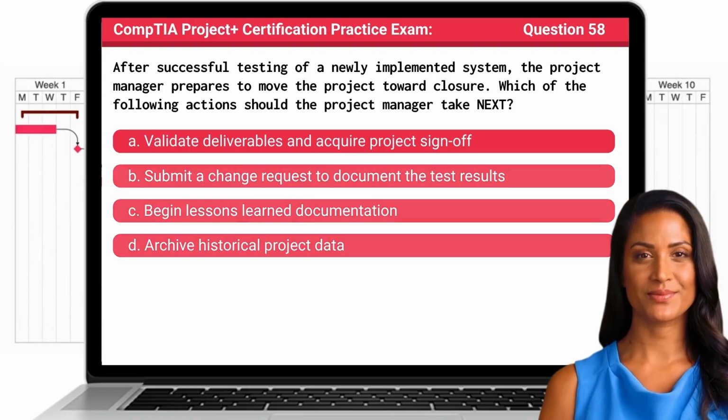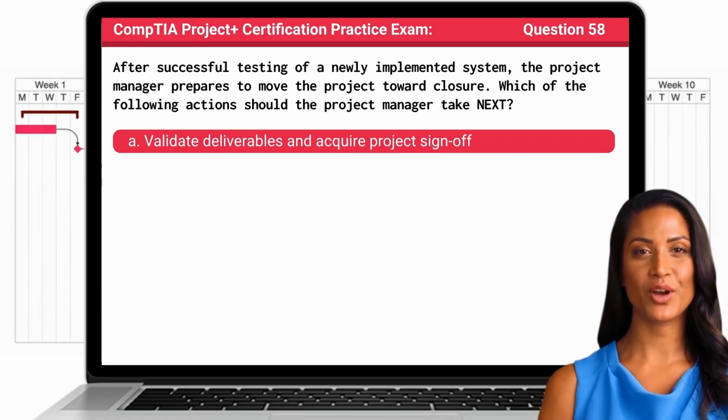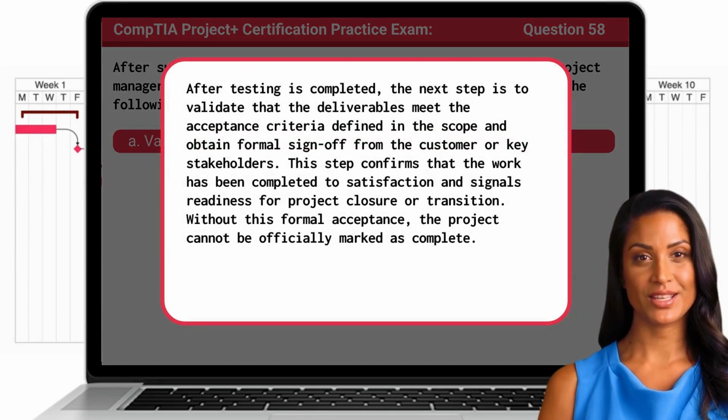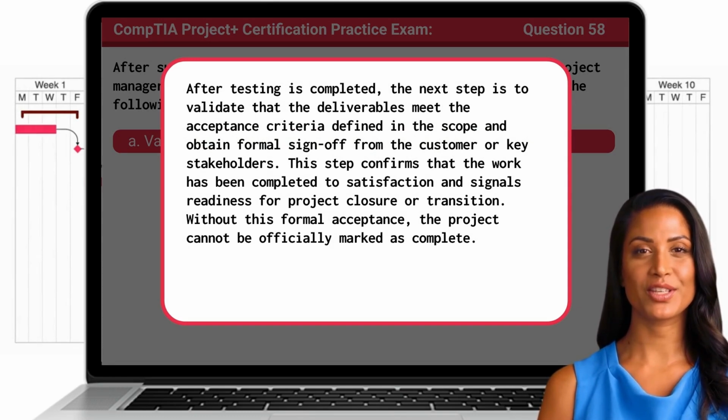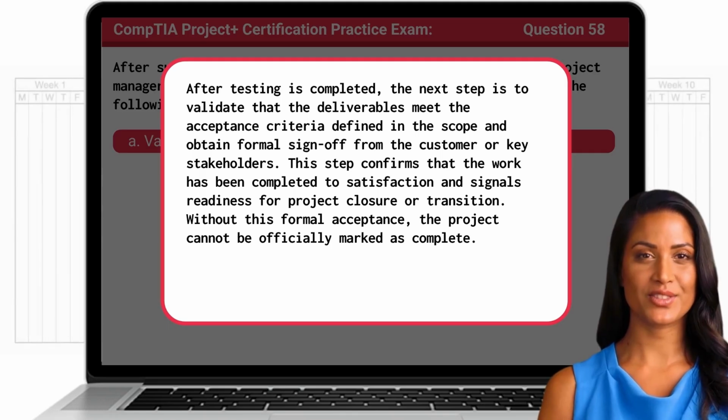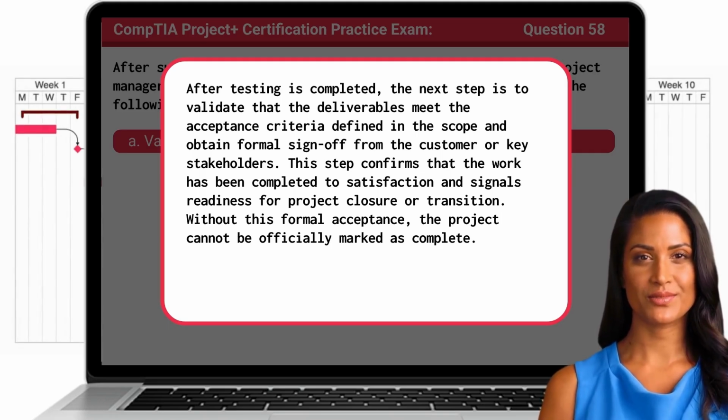The answer is A. Validate deliverables and acquire project sign-off. After testing is completed, the next step is to validate that the deliverables meet the acceptance criteria defined in the scope and obtain formal sign-off from the customer or key stakeholders. This step confirms that the work has been completed to satisfaction and signals readiness for project closure or transition. Without this formal acceptance, the project cannot be officially marked as complete.